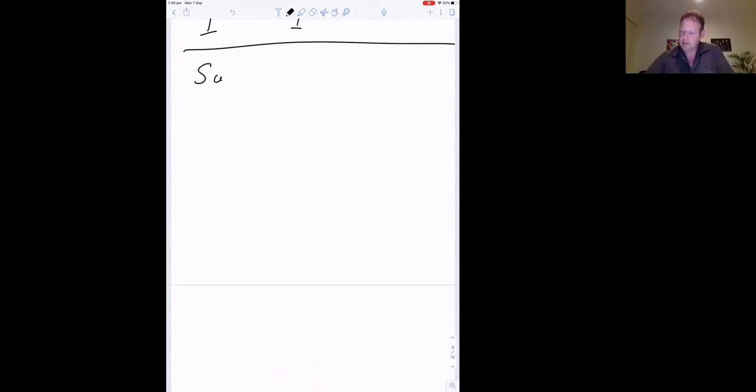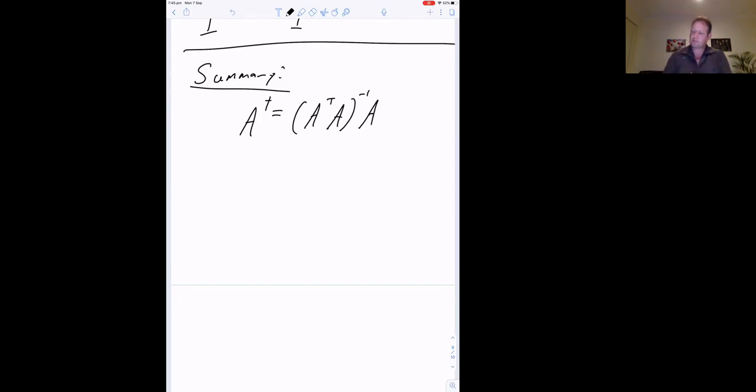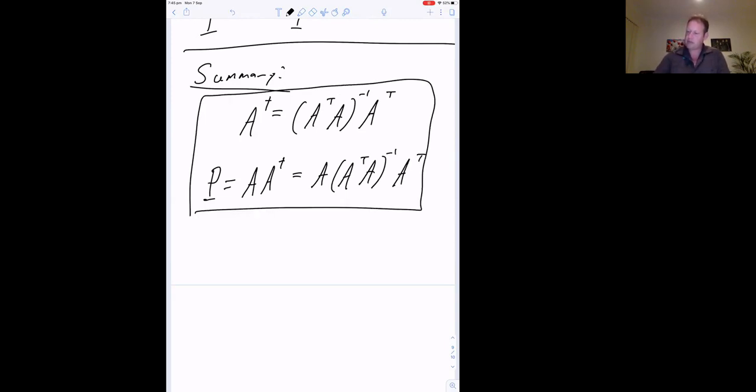Okay, so let's do a bit of a summary of what we've seen today. I'll just write it like formulas. We've got A dagger, which is A transposed A inverse times A transposed. And we've got P, which is A times A dagger, that is, A times A transposed A inverse A transposed. These were the two main matrices.